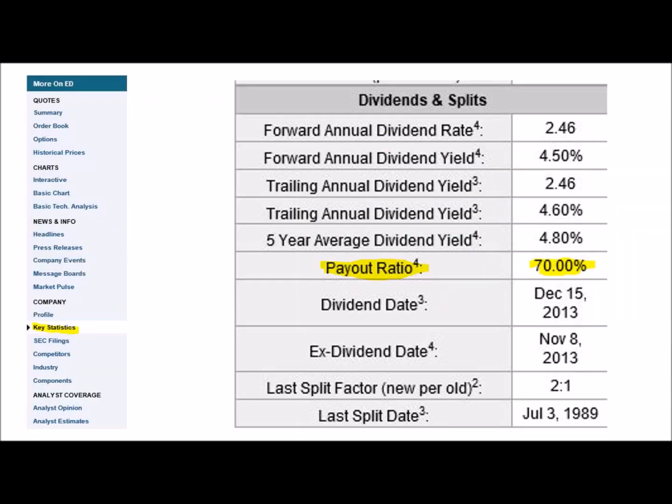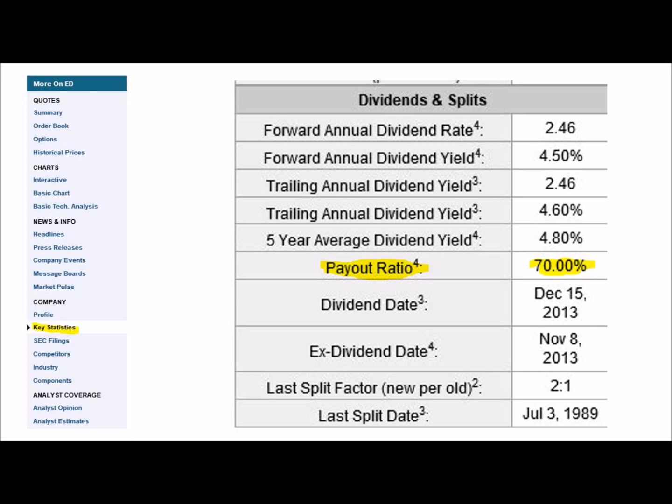The next thing we look at is key statistics, and under key statistics we have payout ratio. What this means is that if I have earnings of $10 a share and I pay out a dividend of $7 a share, I've paid out 70% of everything I brought in. That would be your payout ratio. You don't want a payout ratio that's too high, because that means the dividend may not be sustainable, because they won't have enough money to operate on.